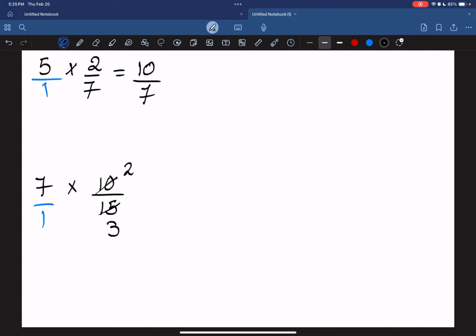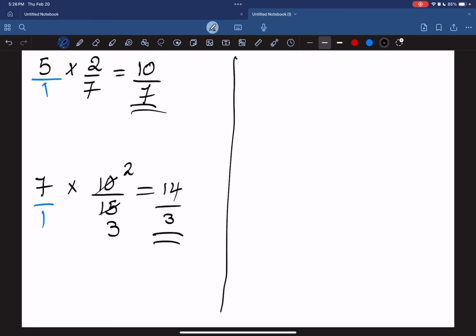Now with 2 over 3, nothing else simplifies, because 3 can't go into 7 without leaving a remainder. So we just multiply. 7 times 2 gives us 14, while 1 times 3 gives us 3. So our answer is 14 over 3, and that cannot be reduced, so leave it as it is.